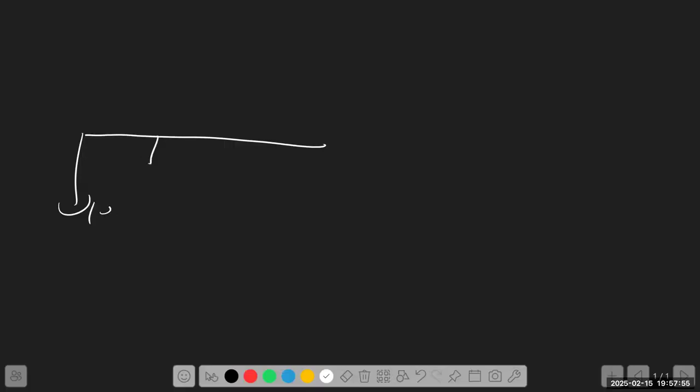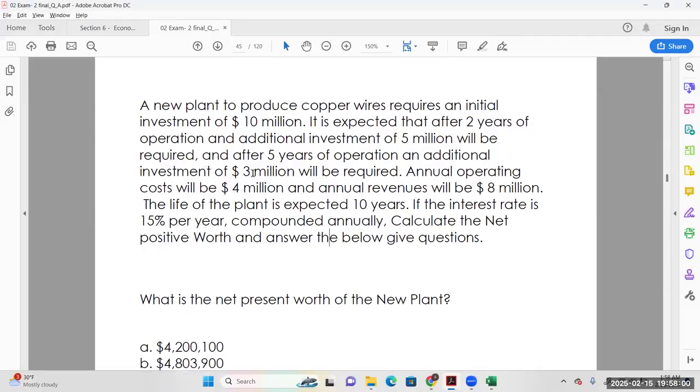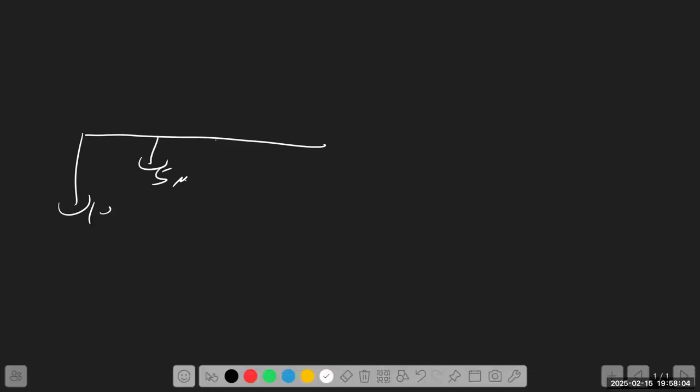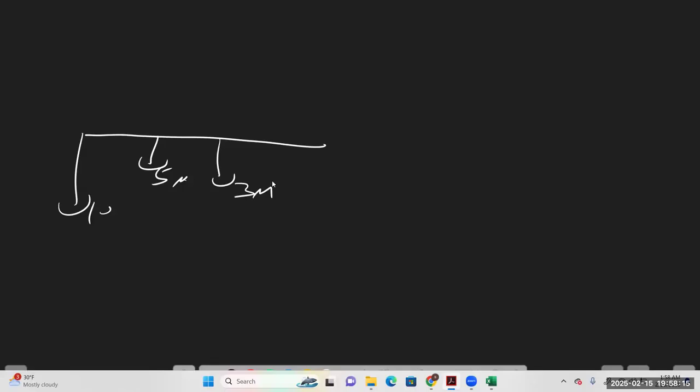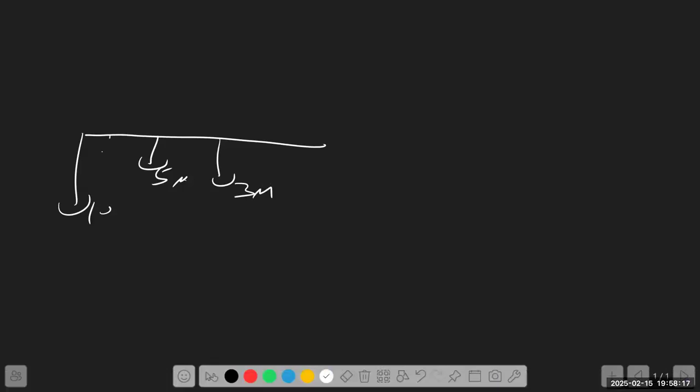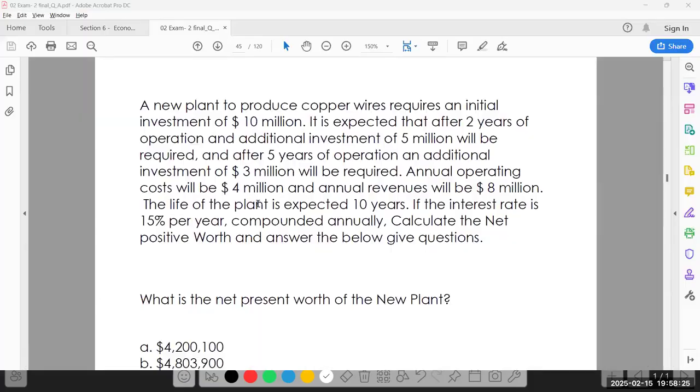After 2 years, 5 million. Then after 5 years of operation, investment 3 million. Annual operating cost is 4 million every year. So 4 million every year annual operating cost. Okay, so that is already there every year.